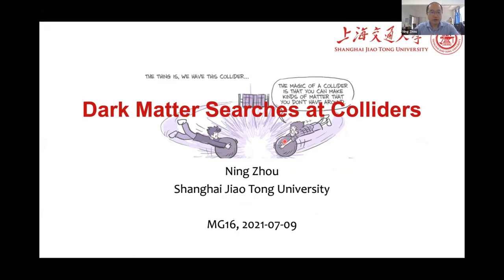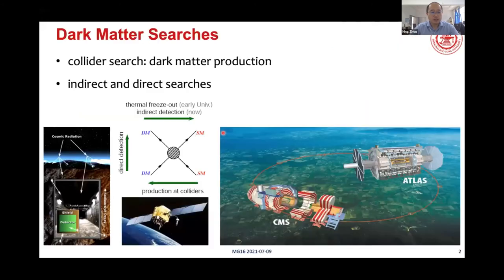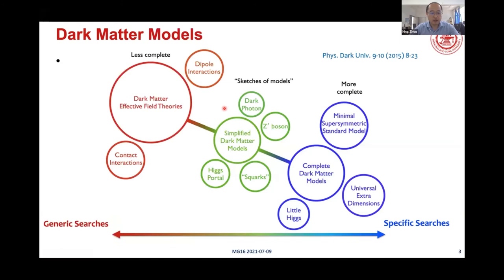Hi everyone. Thanks to the organizers for giving me this chance to talk about the dark matter searches at colliders. So the experimental searches of dark matter can be grouped into direct detection, indirect detection, and collider search. In general, these three approaches provide complementary information about the dark matter. In colliders, people are searching for dark matter production in high energy particle collisions. Through colliders, we may find some hint about the interaction mechanism between the dark matter and the standard model particles. So the LHC has the highest collision energy and provides a unique opportunity to test a large variety of dark matter models.